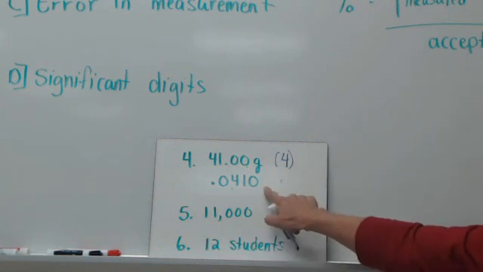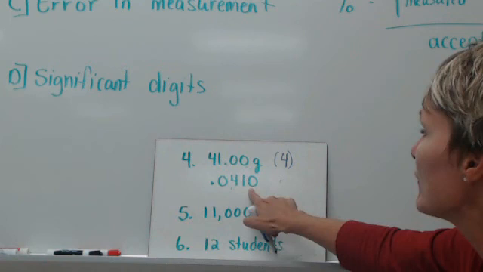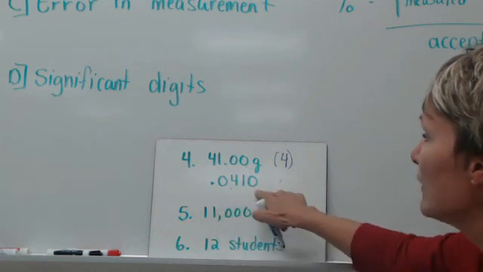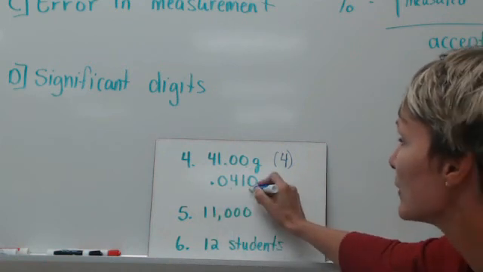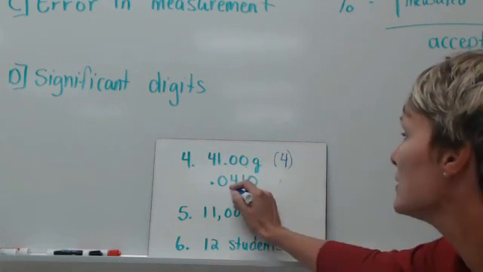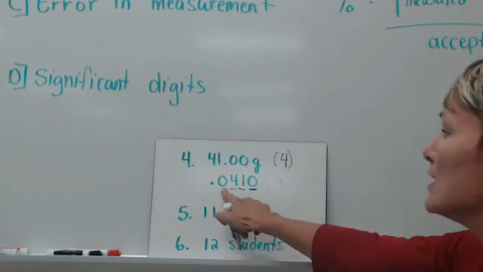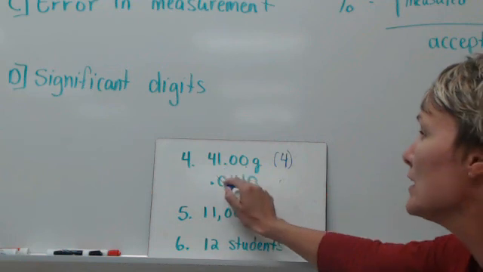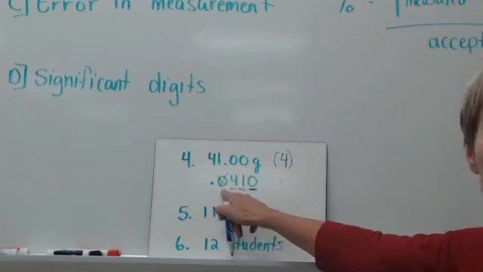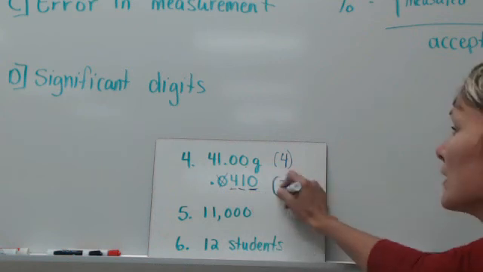If I look at the second example on number 4, I see that I've got a 0 that's to the right of the decimal and at the end of the number, so that is significant. My non-zeros, the 4 and the 1, are also significant. However, this 0 is a placeholder according to our rule number 3, making this 3 significant digits.